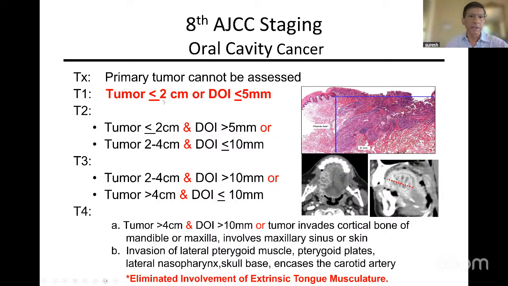So if you have a T1 lesion that's less than 2, it's going to be T1. 2 to 4 is a determinant of a T2, and then anything greater than 4 centimeters is going to be T3. But what we did add into the new staging system is the presence of depth of invasion. Now, I want to emphasize that depth of invasion is a histologic diagnosis. It is not a radiological diagnosis based on the staging criteria. And so when we talk about depth of invasion, if it's less than 5 millimeters, it's a T1.